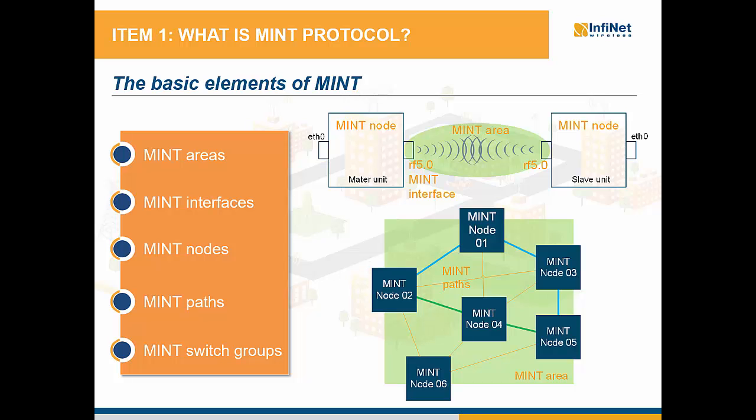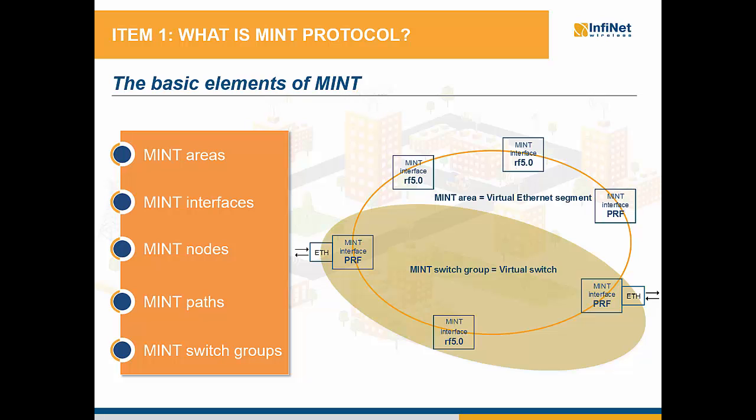The switch group is a new entity which we can see as a virtual switch within a virtual Ethernet segment, which is a MINT area. We can have a correlation between a real Ethernet segment and the virtual Ethernet segment, which is a MINT area, in which we have a MINT switch group, which is a virtual switch. Being a switch, it has ports, virtual ports or physical ports. In a MINT area, as we discussed before, we have MINT interfaces which are RF or PRF, and in a switch group we can have physical interfaces like Ethernet interfaces or RF interfaces.